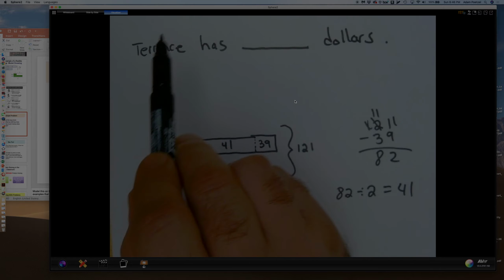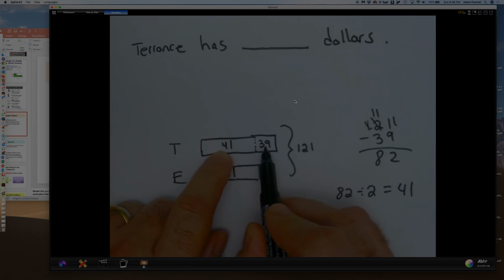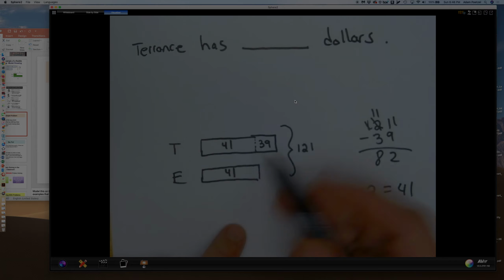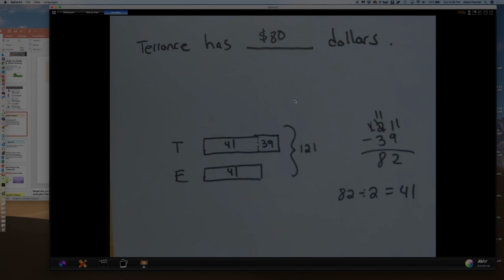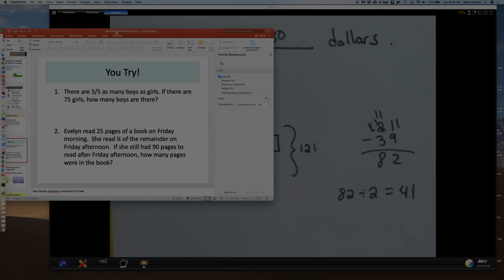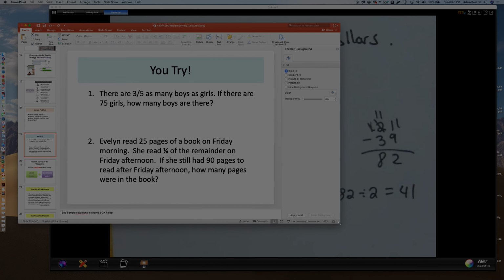But what was my original question? Terrence has blank dollars. Oh, okay, so up here, 41 plus the 39 together would be 80. So Terrence has $80. And model drawing is just a way of using rectangles and bars to think about a scenario. So, interesting. Let's take a look at how this could be approached in some different ways. So, here is the next question. Why don't you take a look at this number one, and if you can, pause the video and think about how you might set this up using a rectangle or two rectangles. Give it a shot. Go ahead.